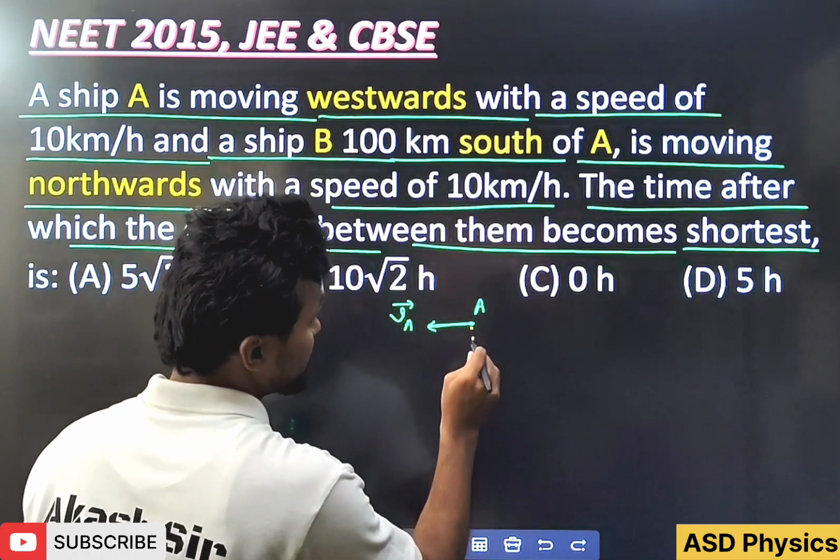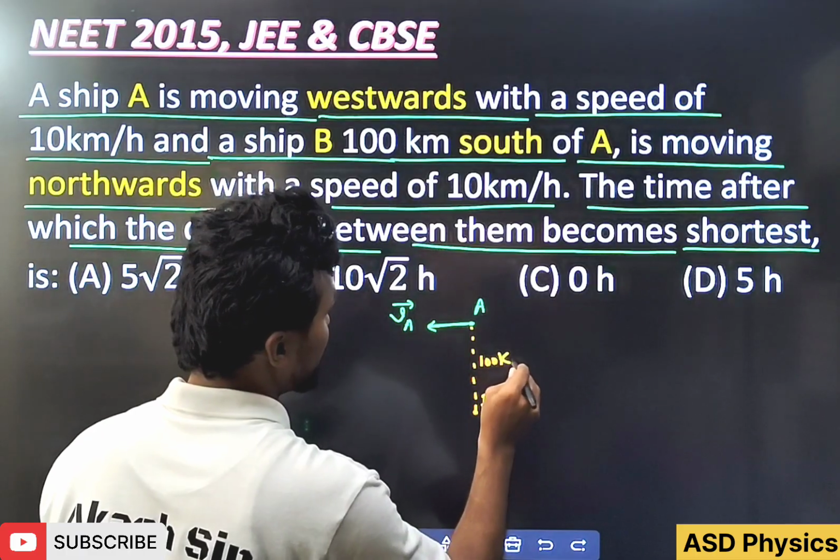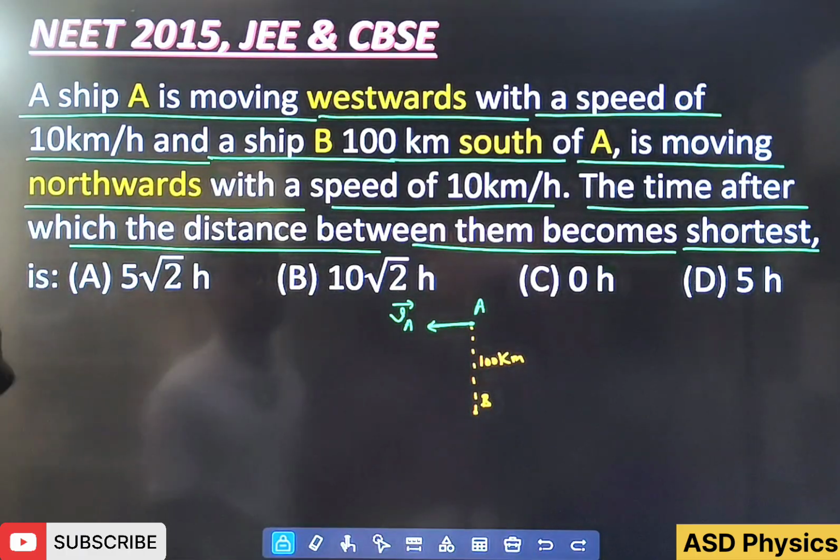South will be this side here. Ship B is there. How much distance is there? Anyhow, 100 km south of A, and moving with how much? 10 km per hour, in which direction?